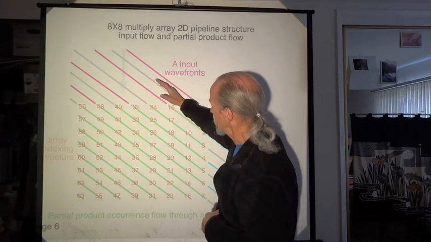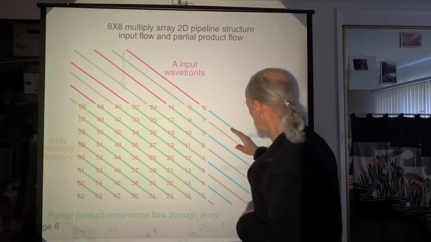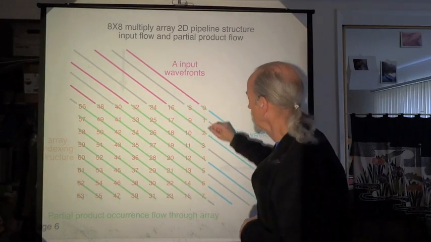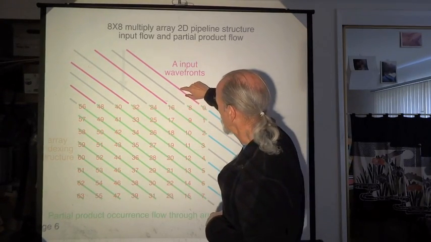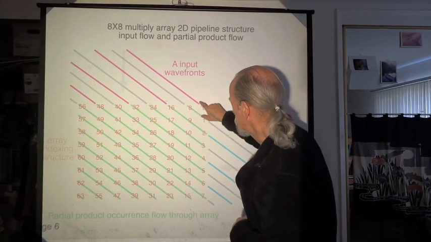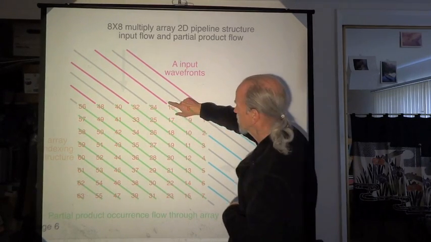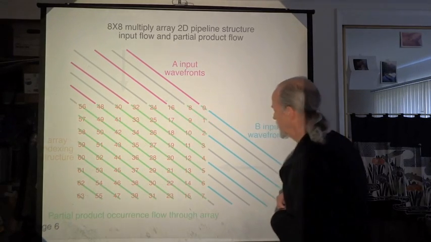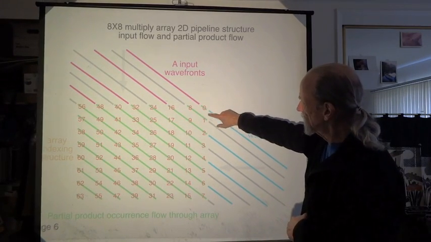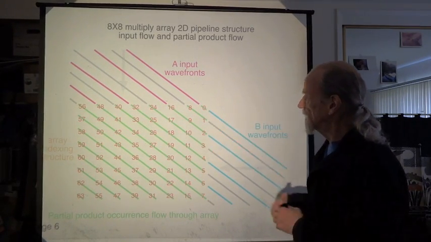So this is a data wavefront, null, data, null, data, null, and so on. And this is bit 0, 1, 2, 3, 4, 5, 6. So bit 0 comes first, bit 1 comes later, bit 2 comes later, bit 3 comes later, and so forth. The same for B, bit 0, bit 1, bit 2 later, bit 3 later.